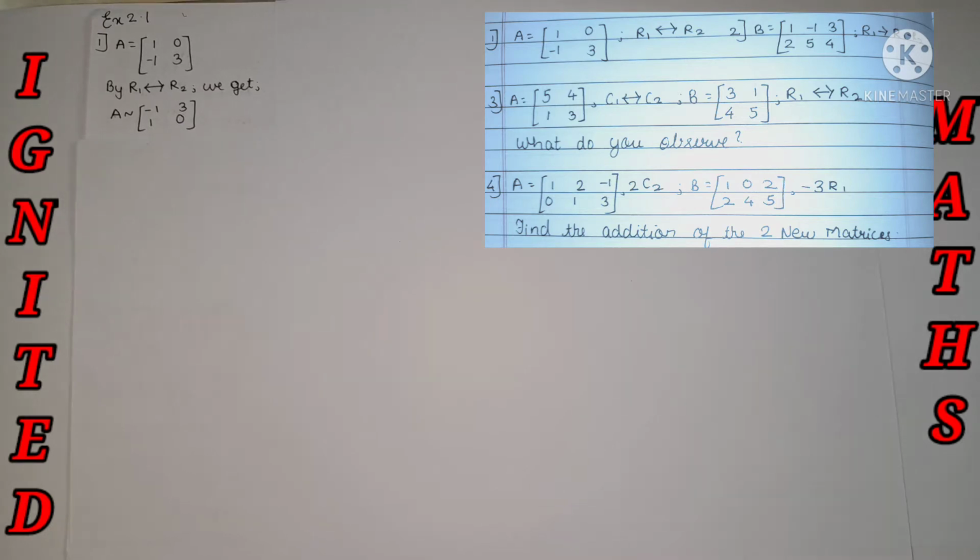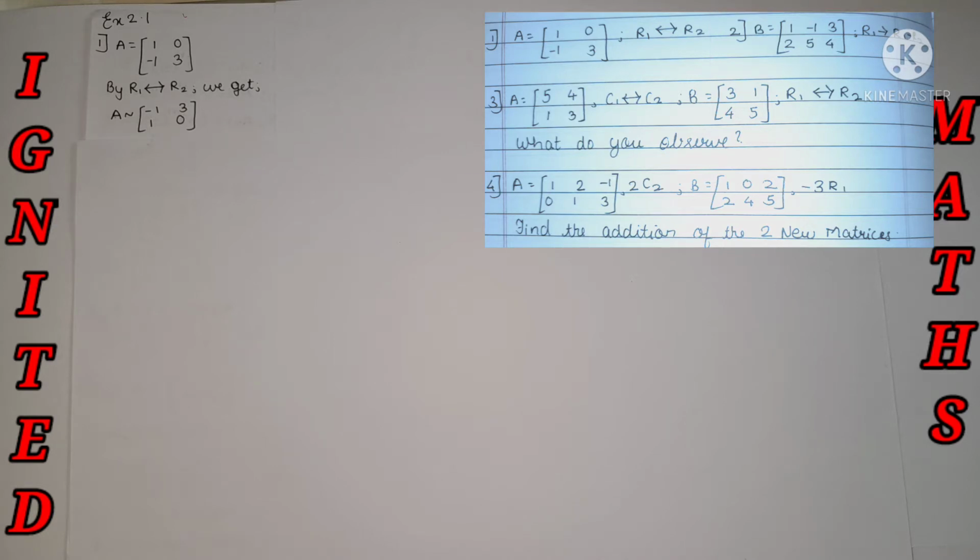Now move to the next question. This second sub question is also based on it. They have given the matrix B of order 2 cross 3 because it contains 2 rows and 3 columns. To do the elementary transformation, we need to operate R1 as R1 minus R2. Just do the operation and we'll get the answer. Now let's move to the third sub question.